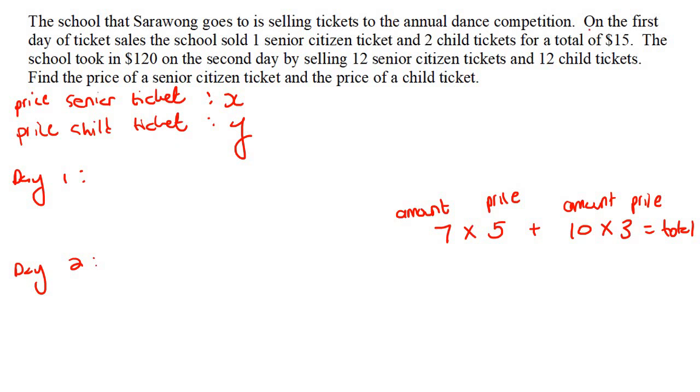So on day 1, which I said on the first day, they sold 1 senior ticket, okay? So that's going to be the amount of tickets was 1, but we don't know how much each senior ticket costs, so we're going to multiply that by x. Okay? Then we're going to say plus. Then we sold 2 children tickets.